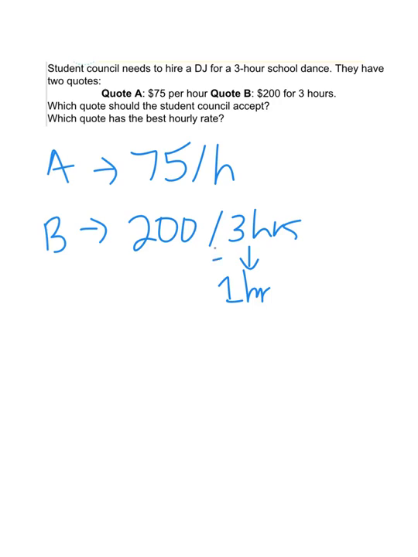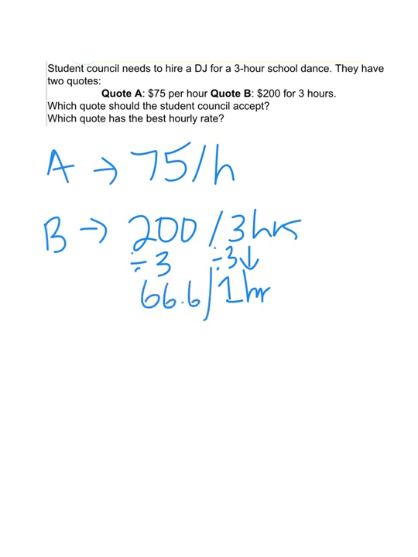So we can't ever subtract. So please don't ever think that we can do that. So to go from 3 hours to 1 hour, I need to divide 3 by 3 to get down to one. So what I do to one side, I have to do to the other side in order to keep my ratio equivalent. So if I divide 200 by 3, then I am down to 66.6 repeating.